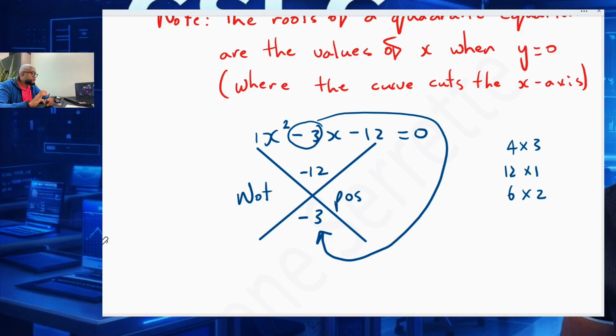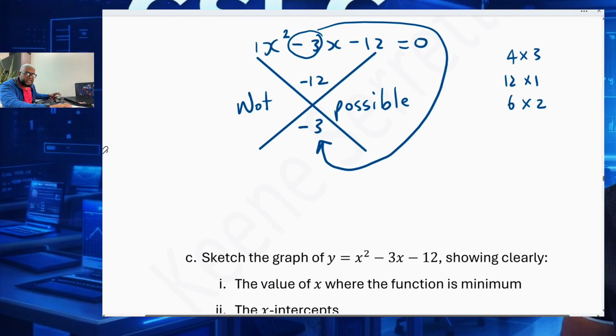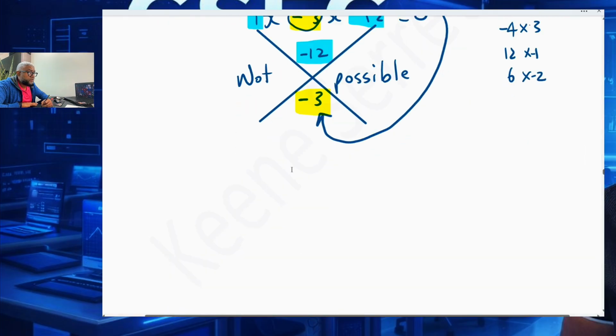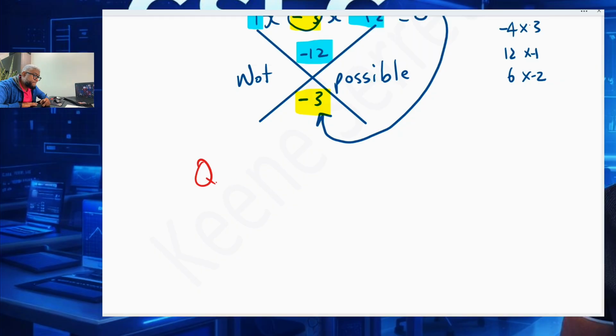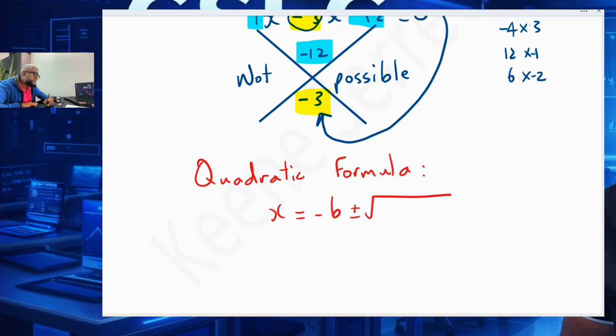So you know what we need to go to? We need to go to the quadratic formula, all right? The quadratic formula: x is equal to negative b plus or minus the square root of b squared minus 4ac, all over 2a, right? Points to note, we have the values of a, b, and c.